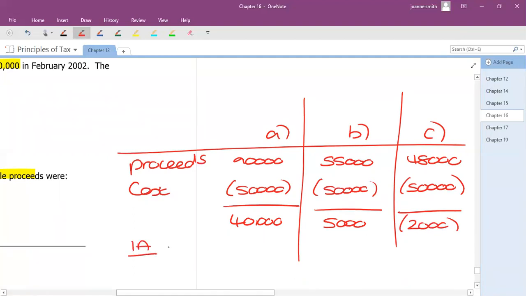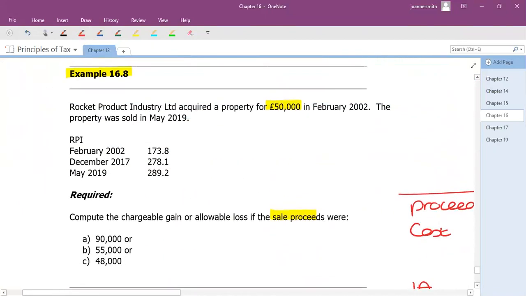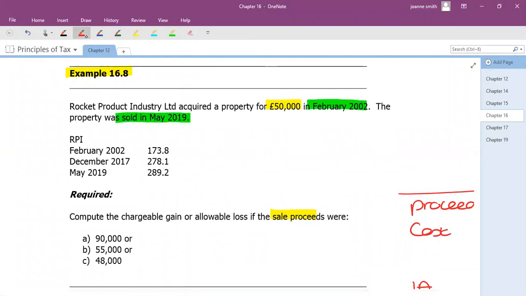And now I want to work out indexation. So indexation is going to be calculated from when I bought the asset, which was February 2002, to the disposal date, which is deemed to be the maximum of December 17. So I'm going to index from February 02, which is this one, up to December 17. So I don't need that figure. It will be quoted because they're testing to see if you know that's the rule.